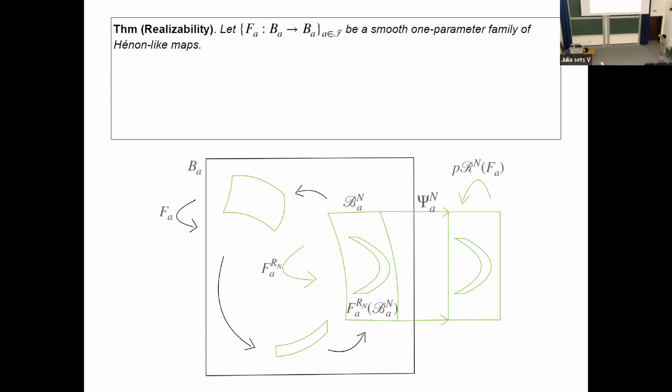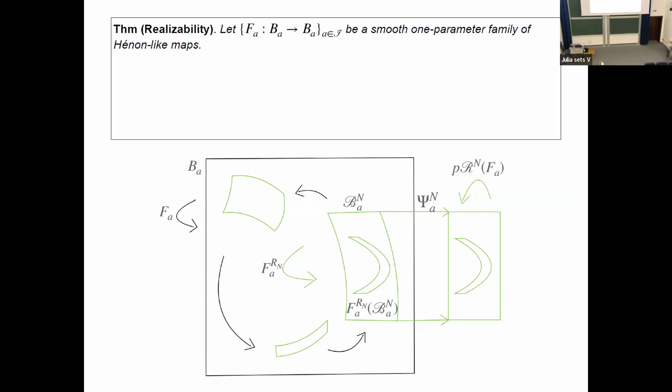So this is what I call realizability. It states the following. Let's take not just one Hénon-like map, but a one parameter family of Hénon-like maps. Let's say it depends C1 smoothly on this parameter A. Then the following is true.